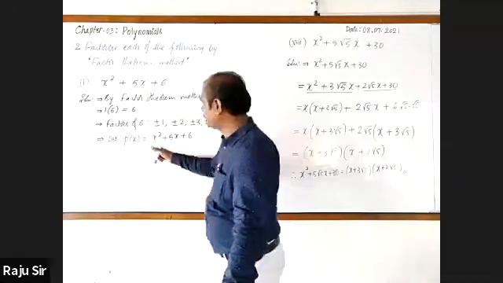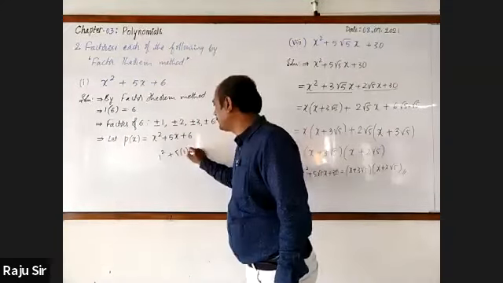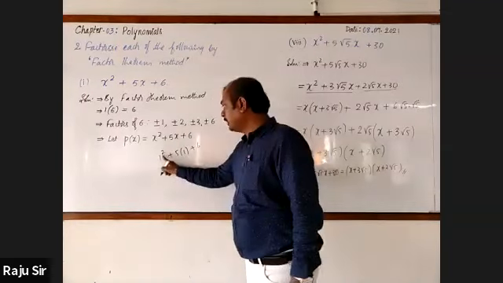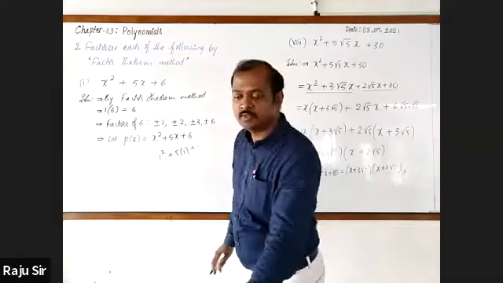Observe. I'll write 1 in place of x. If I write 1 in place of x, it is 1 square plus 5 into 1 plus 6, that is 1 plus 5 plus 6. It is 12. It is not equal to 0. So 1 cannot be taken. Next, I go for taking minus 1.